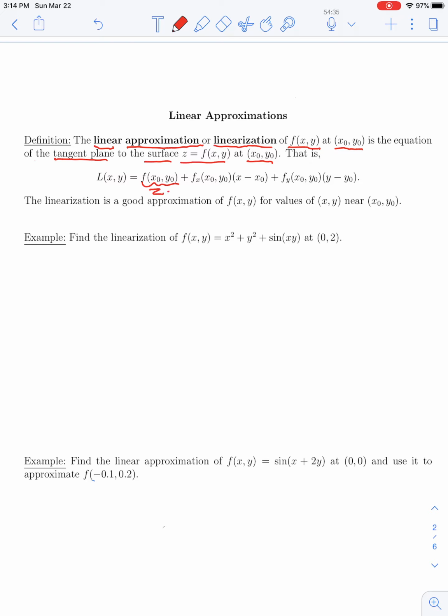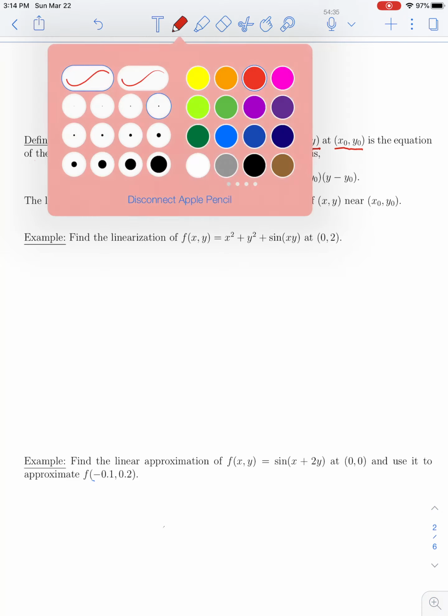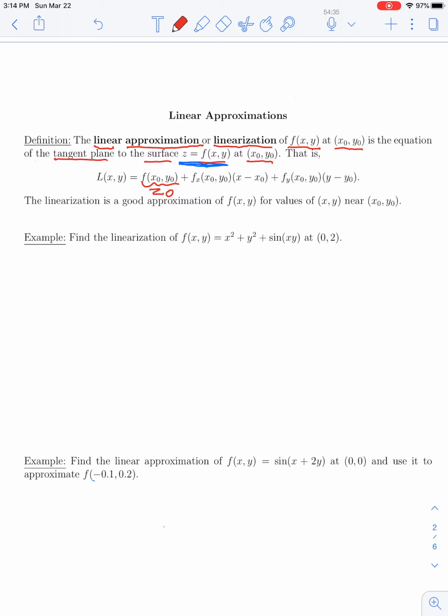Now, f of x naught, y naught is really just the z naught coordinate for our point, because our surface that we're considering is defined by z equals f of x y. So if we evaluate f at this point x naught, y naught, we get the z coordinate for a point on our surface, z naught. And then the remainder of our equation for this linearization is the partial derivative of f with respect to x at x naught, y naught times x minus x naught, plus the partial derivative of f with respect to y at x naught, y naught times y minus y naught.